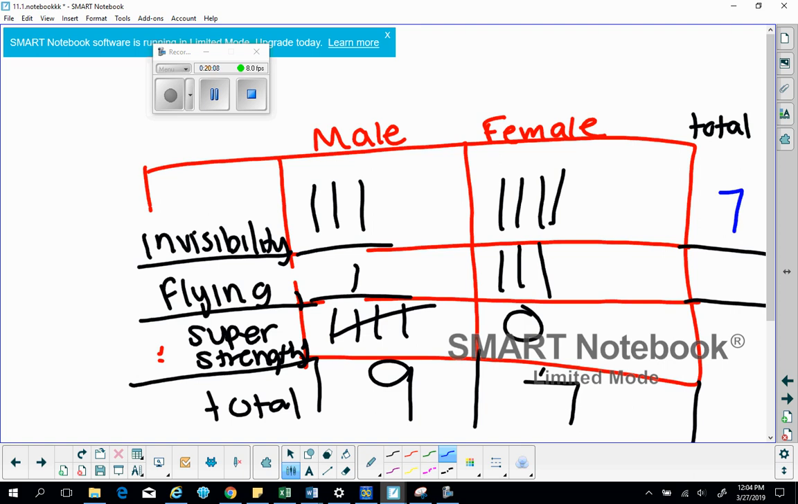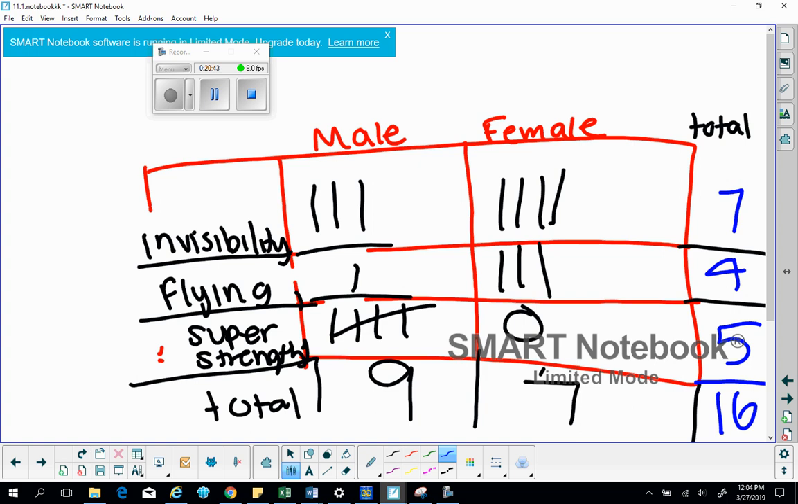How many people wanted to fly? 4. How many people wanted super strength? 5. And then how many people total are there? 14. Right? No. 16. Good math. That's easy. So now you are answering the questions right below based on your class's data. Why don't you do the other one first? We're gonna save that one.